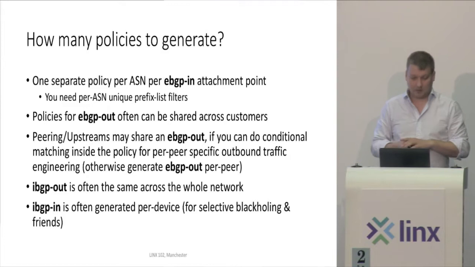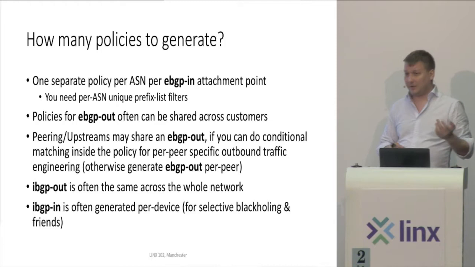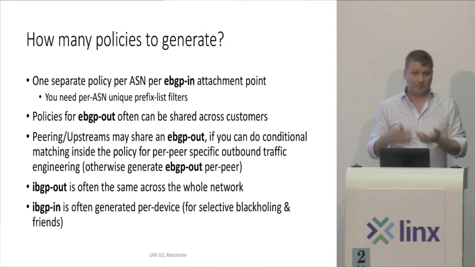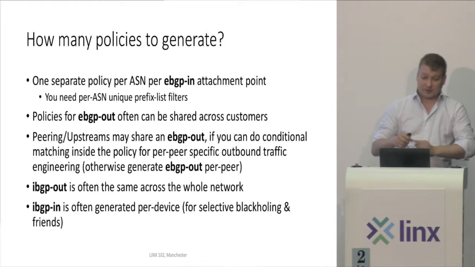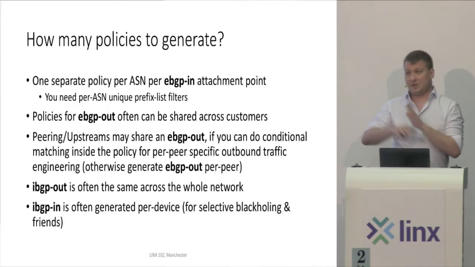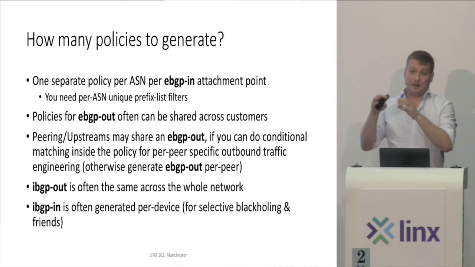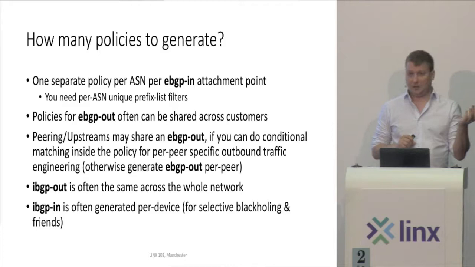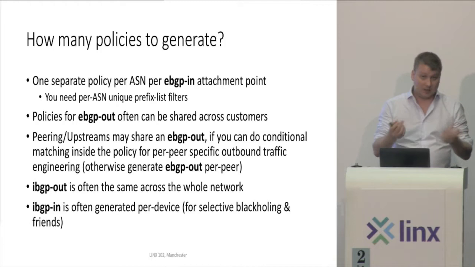But on the flip side, eBGP out is often shared across groups of peers or groups of customers because they don't differ from each other. Upstreams may also share the same eBGP out policies unless you have specific traffic engineering features where you allow suppression towards specific ASNs. iBGP out usually is a copy-paste across the entire network, whereas iBGP in is a per-device specific policy, and that's because of regionality where you, for instance, allow policies or traffic engineering features that there's different behavior on different continents.